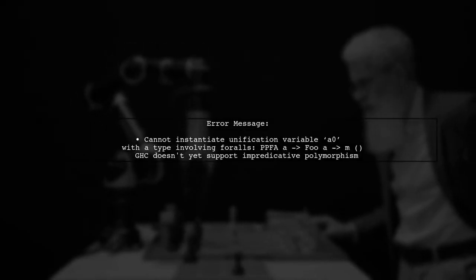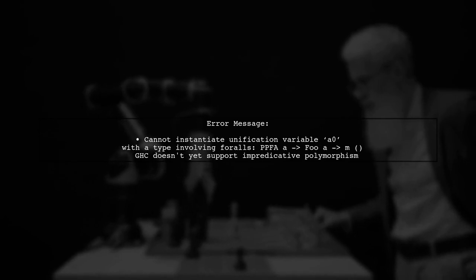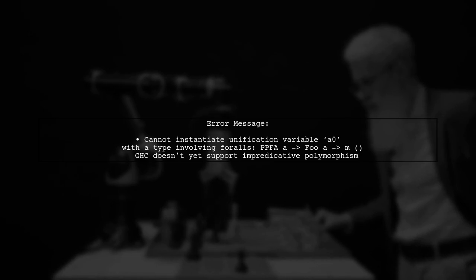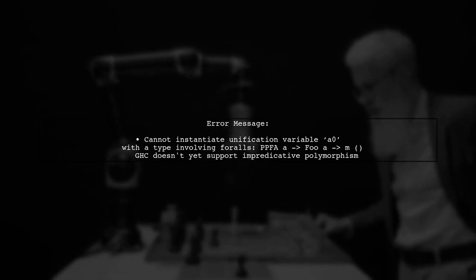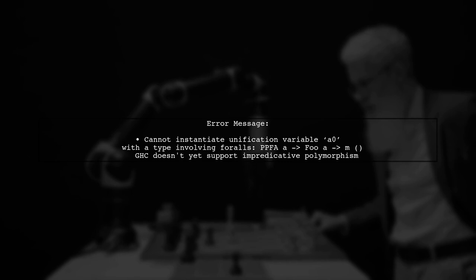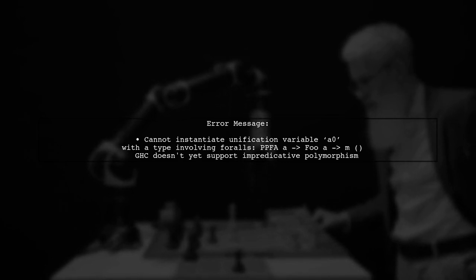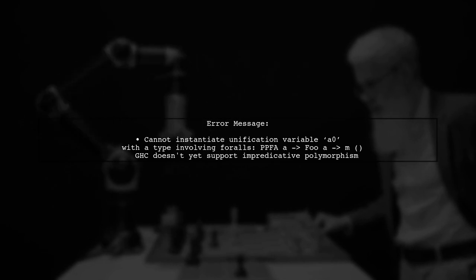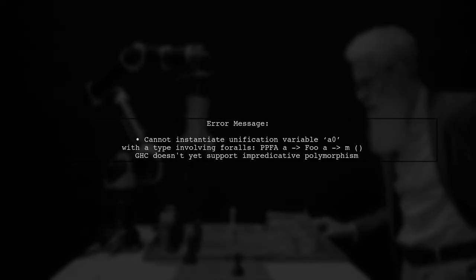Now let's discuss the bonus question. If we replace the recursive definitions of PFA and PA with undefined, GHC raises errors related to unification variables and impredicative polymorphism. This error indicates that GHC cannot handle certain types of polymorphic expressions, particularly when they involve undefined values. Understanding these limitations is crucial for working with advanced type systems in Haskell.